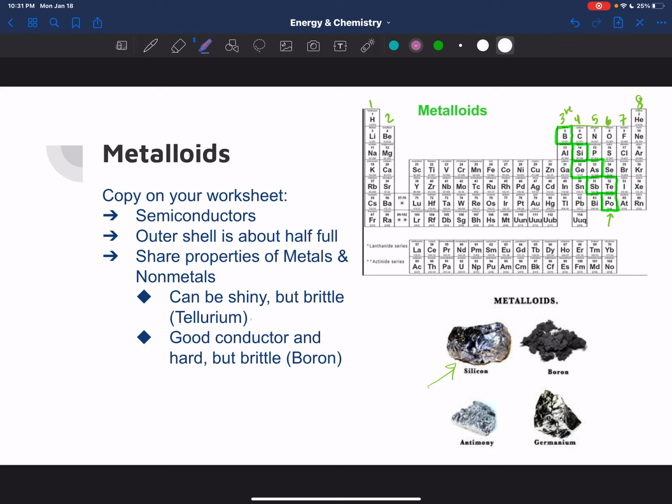Metalloids are semiconductors, meaning they're okay at conducting heat and electricity, but they're not great. A lot of your technology, computer parts or whatever, are made out of metalloids, like silicon. The outer shell is about half full, which makes sense if it has properties of metals and nonmetals, so it's kind of in the middle. An example would be it's shiny like a metal, but it's brittle like a nonmetal. Or you can have a really good conductor and durable like a metal, but it breaks very easily, like boron. So just kind of watch that.